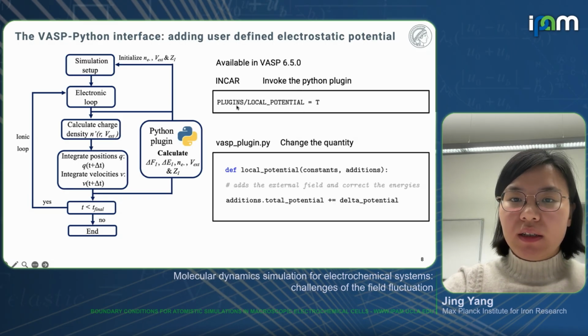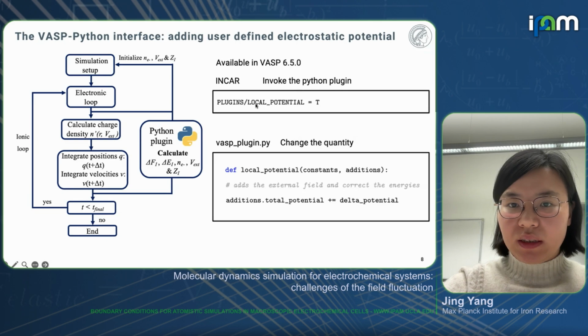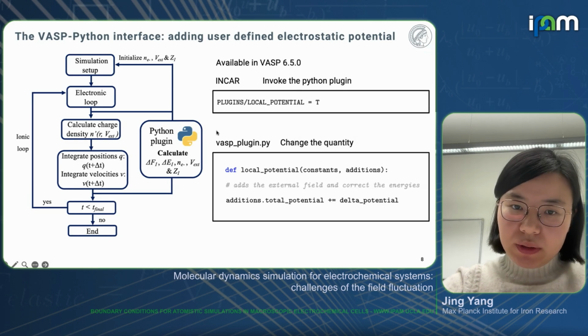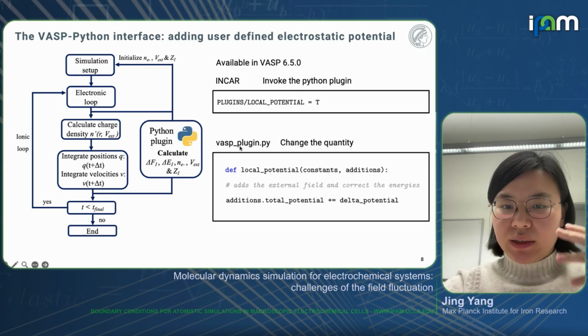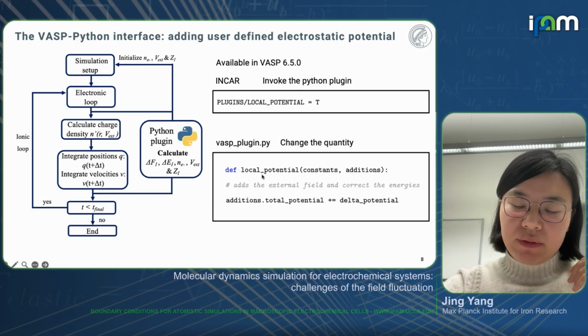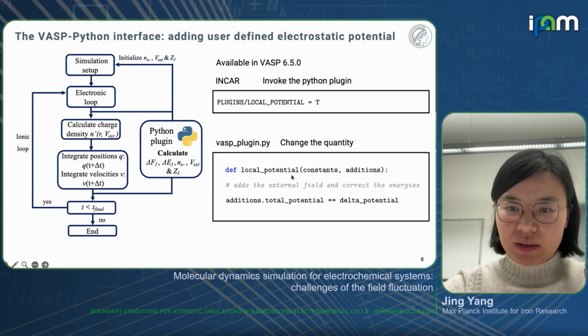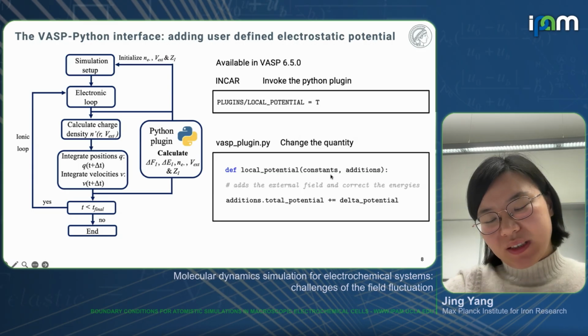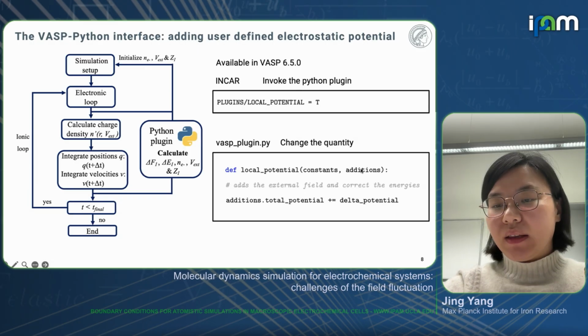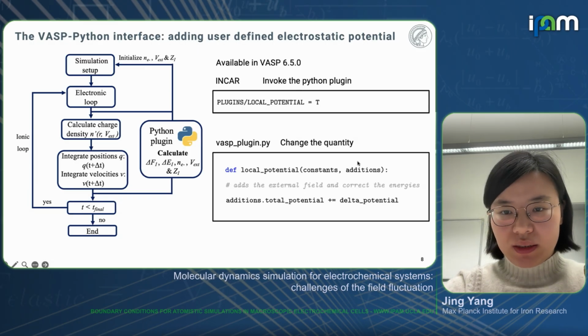So you just say in this INCAR file that you want to invoke the local potential function. And then you will have this additional input file called VASP-plugin, which will change these quantities. So here you define the function of local potential, and there are predefined quantities that you can access in this function. The ones that you cannot change are called constants, and the ones you can change are called additions.